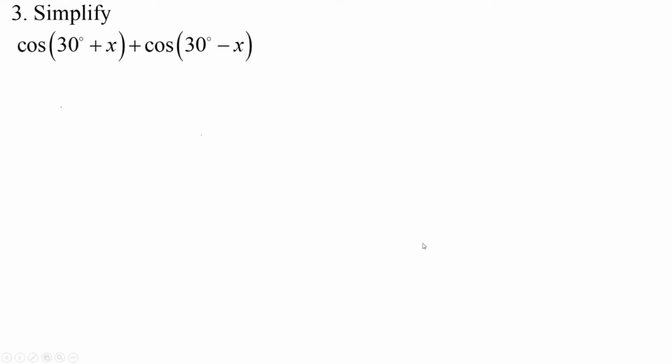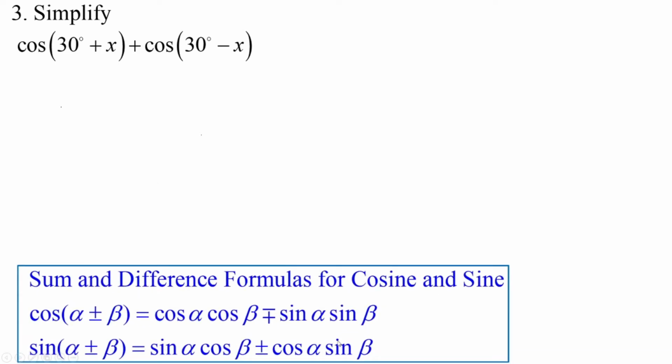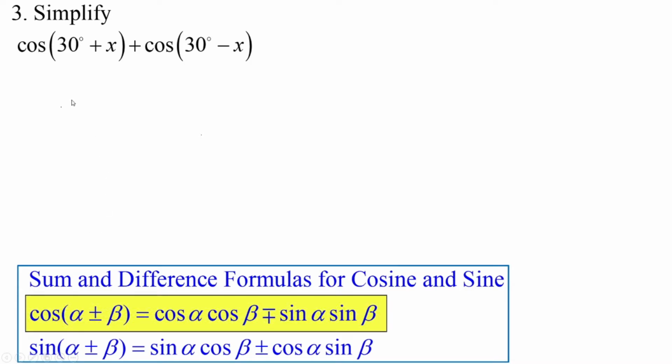All right, look at number 3. Cosine of the quantity 30 plus x plus cosine of the quantity 30 minus x. Wow. When somebody looks at this, how do you simplify that? Let's make this really easy. Isn't this cosine of alpha plus beta, and then cosine of alpha minus beta? Can I use my angle sum formulas there? The sum and difference formulas for cosine and sine are right here, and I'm going to use the cosine one twice. So first let's simplify this first one.